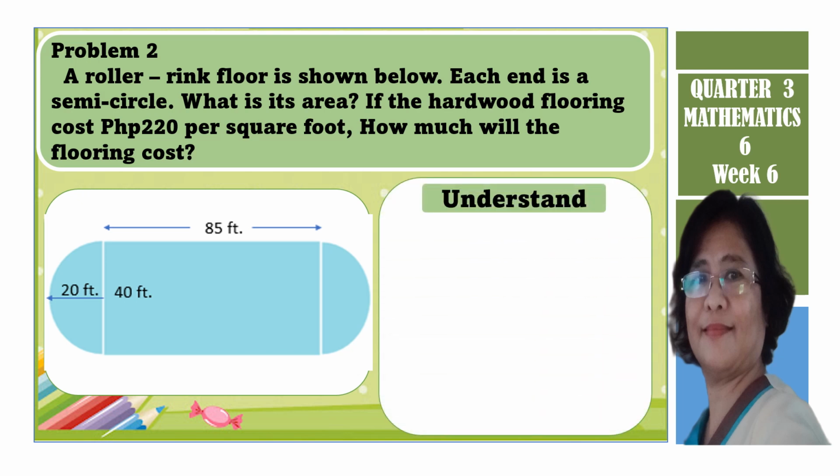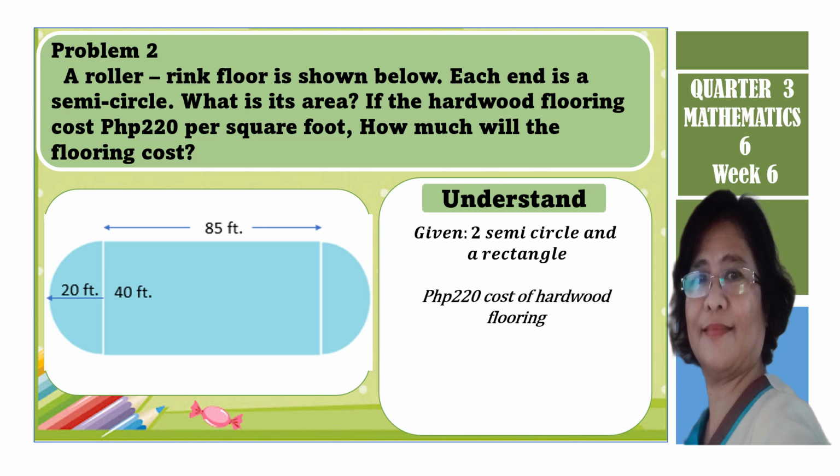So let us now understand the problem. The given in the problem is a figure, a composite figure, which is composed of two semicircles on both ends and a rectangle. And we also have the given price of the hardwood flooring, which is 220 pesos. And we are asked how much the flooring will cost.